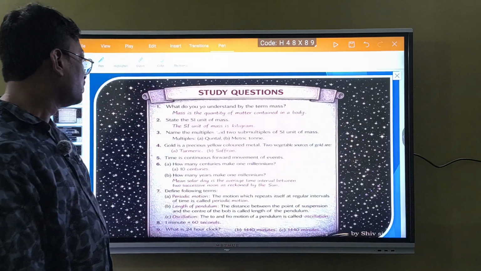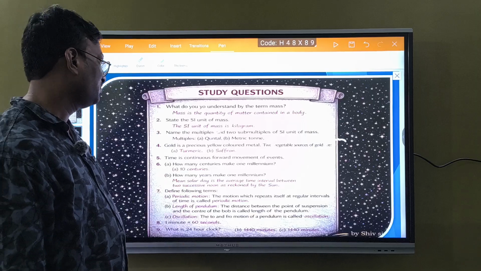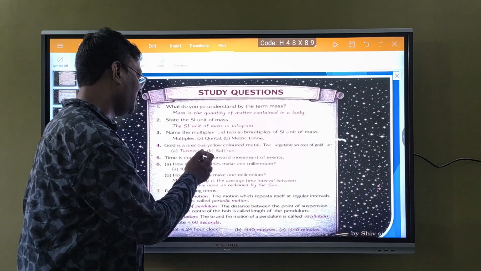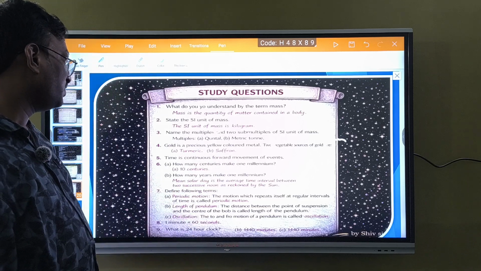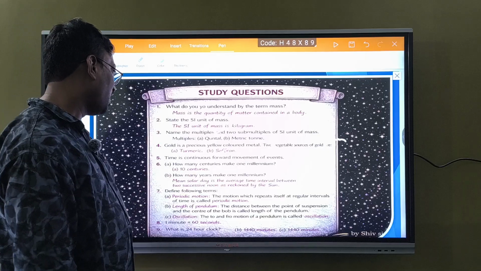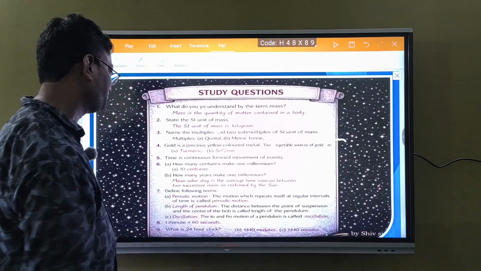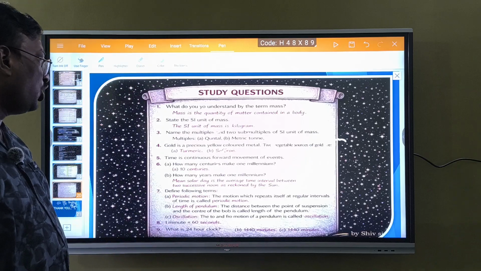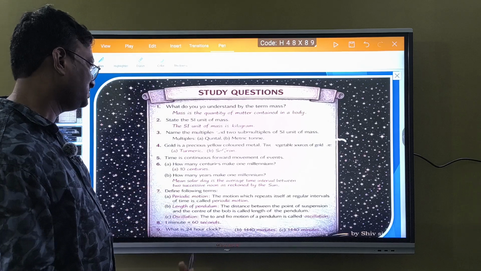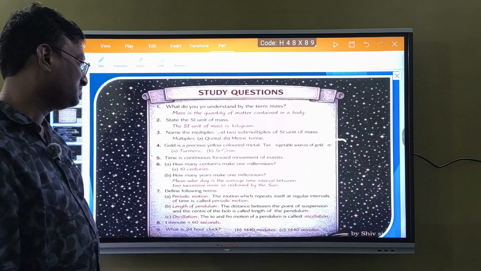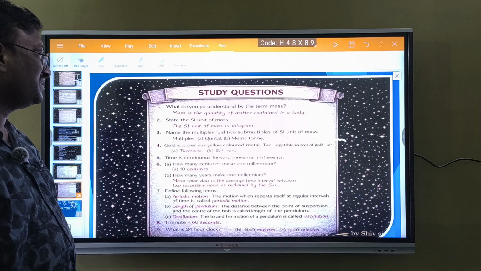Okay. Gold is a precious yellow colored metal. Two vegetable sources of gold are turmeric and saffron. Okay. The time is continuous forward movement of events. Yes, it is right. How many centuries make 1 millennium? 10 centuries. 1000 years. How many years make 1 millennium? That is 1 millennium in the sense 1000 years. Okay. Mean solar day is an average term.